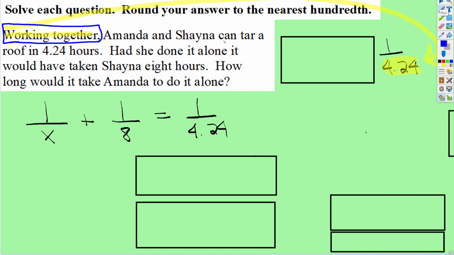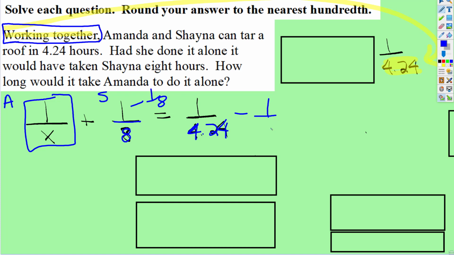So this tells us Amanda and Shayna can tar a roof in 4.24 hours. So this is the time it takes them working together. Had she done it alone, it would have taken Shayna 8 hours. So I'm going to call this one Amanda, this Shayna, and Shayna's time is 8 hours. Well, what we're going to want to do is get this by itself. So one easy way to do that is just subtract 1/8 from both sides. And then notice what you have going on the right side, because this cancels out. You now have a fraction subtract a fraction. So we're going to multiply top and bottom by opposite denominators.